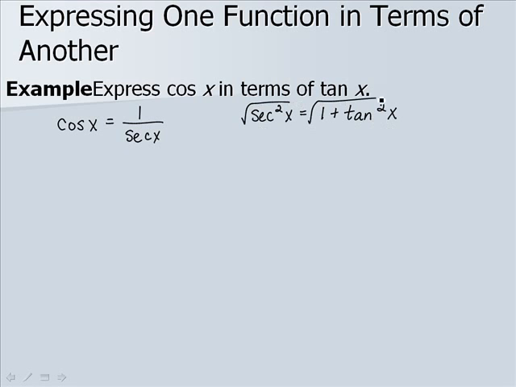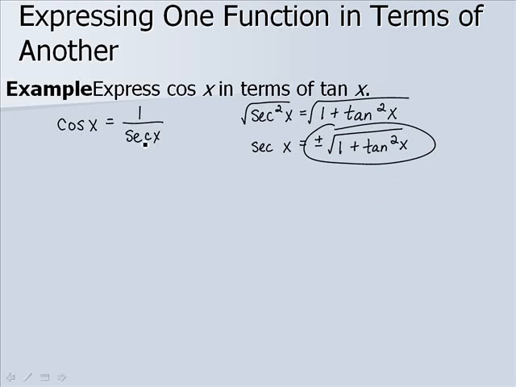If we take the square root of both sides here, we'll have that the secant of x is equal to plus or minus the square root of 1 plus tangent squared of x. So we'll substitute this expression over here for secant of x. So we end up with the cosine of x is equal to, our plus or minus will pull out, and we have 1 over the square root of 1 plus tangent squared of x.